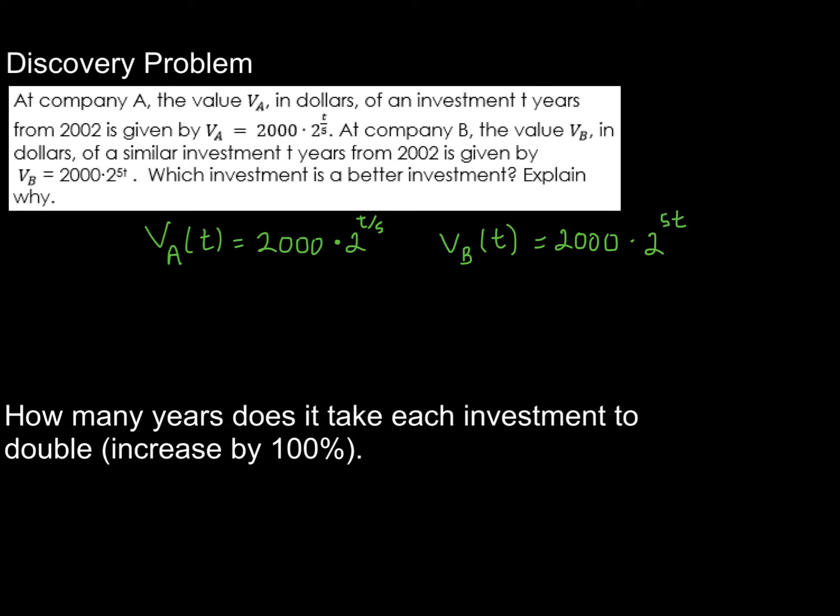Let's get started. So let's start with this situation right here. Company A, the value V sub A in dollars of an investment T years from 2002 is given by this formula here. At company B, the value V sub B in dollars of a similar investment T years from 2002 is given by this formula that I've written down here. What I want you to do is decide which investment is a better investment and to explain why.